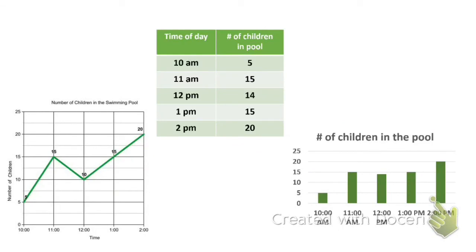Let's take another look at the children in the swimming pool data set. You have on your x-axis the time of day, and on the y-axis the number of children in the pool. We had the line graph, which we decided was not the best way to show the data. However, if you use a bar graph, it's a lot more appropriate.